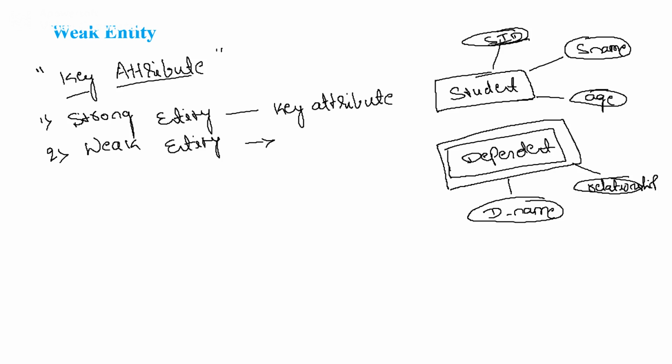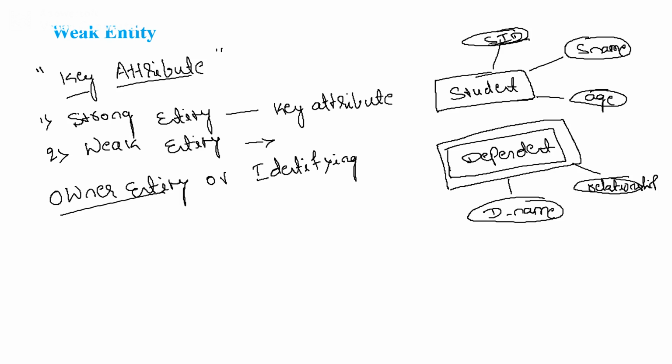Therefore, the entity type that identifies it is called the identifying or owner entity. The owner entity is the strong entity that we connect to a weak entity to retrieve its attributes. The relationship that exists between the strong entity and the weak entity type is called the identifying relationship.